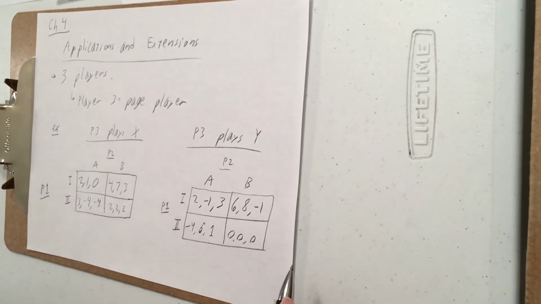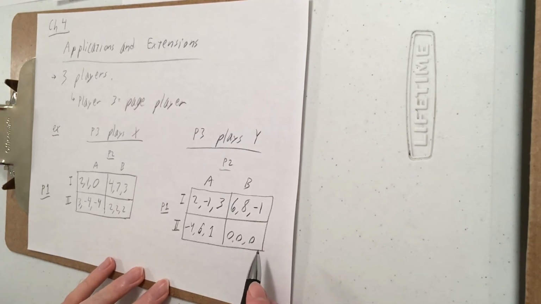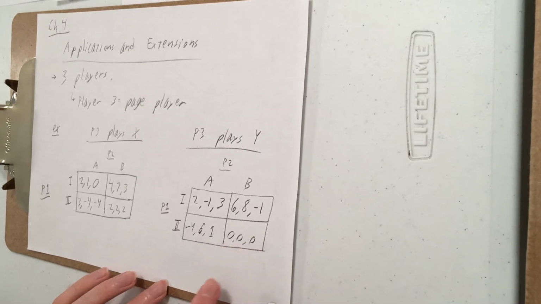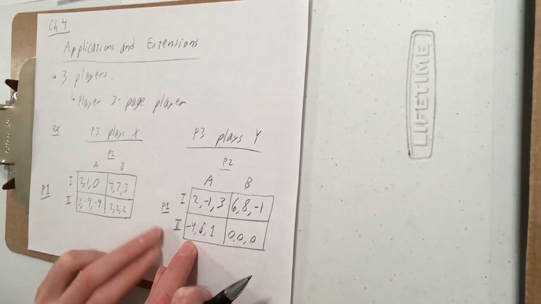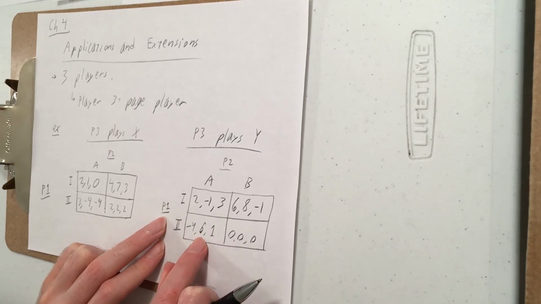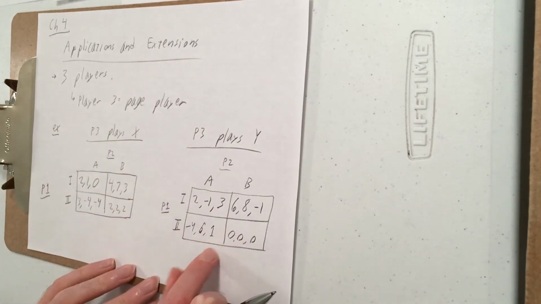So our page player, player 3, their payoffs always come last. So if I pick this cell, then this first number, -4, would be player 1's payoff. Second payoff is player 2, that's a 6, and player 3 gets the 1.